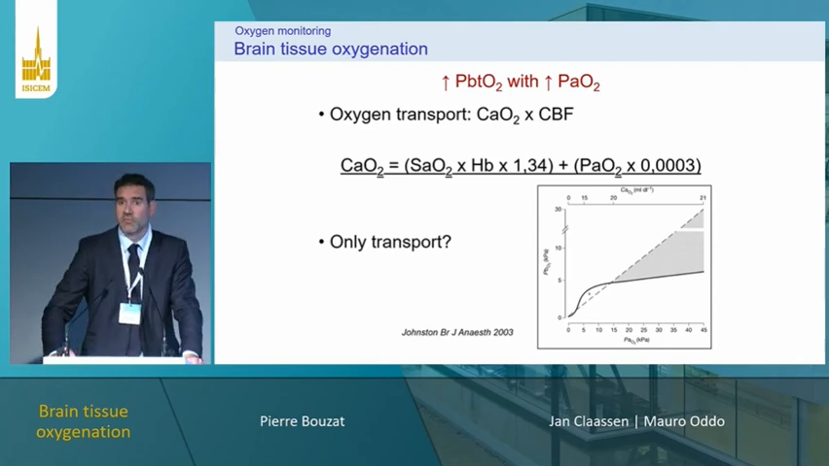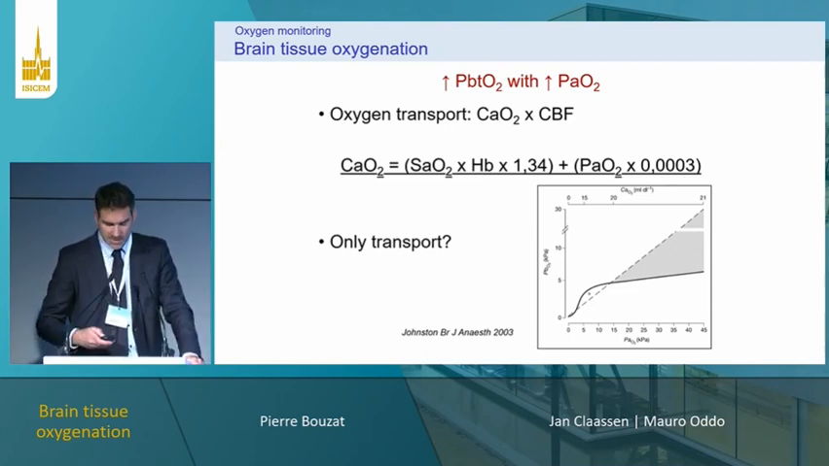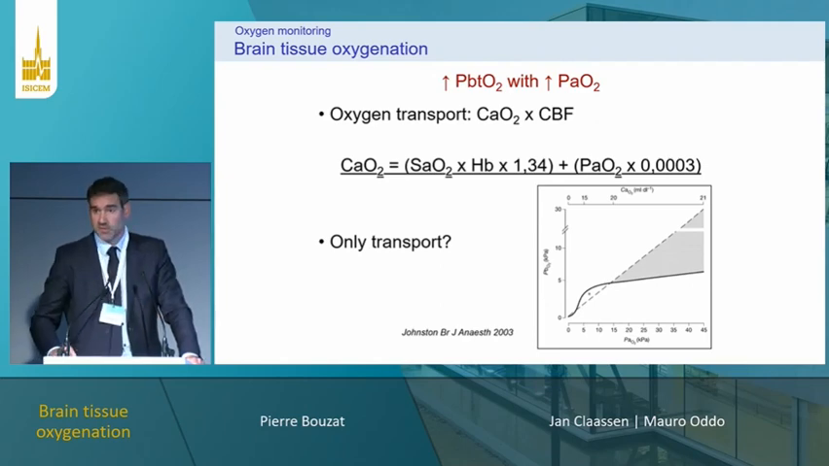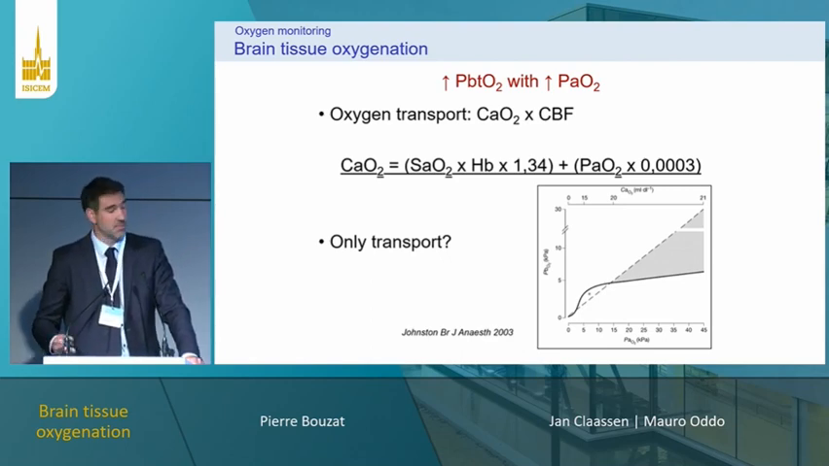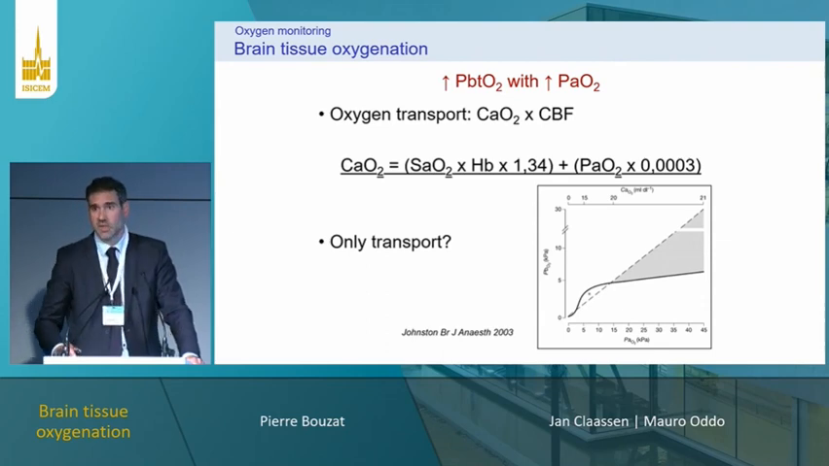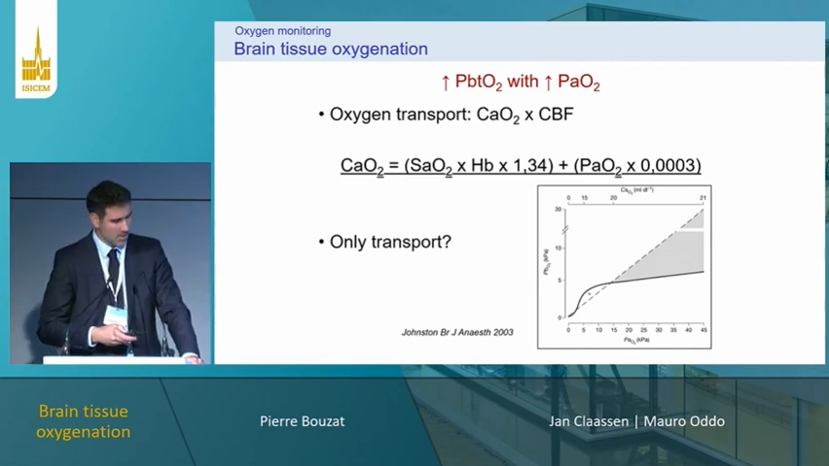One of the criticisms of brain tissue oxygenation is that if you increase PaO2, then you increase PbTO2. Indeed, the value of PbTO2 depends on oxygen transport, which is the product of the arterial oxygen content times the CBF. And arterial oxygen content depends on hemoglobin concentration and PaO2. That's why when you increase PaO2, you increase the PbTO2.